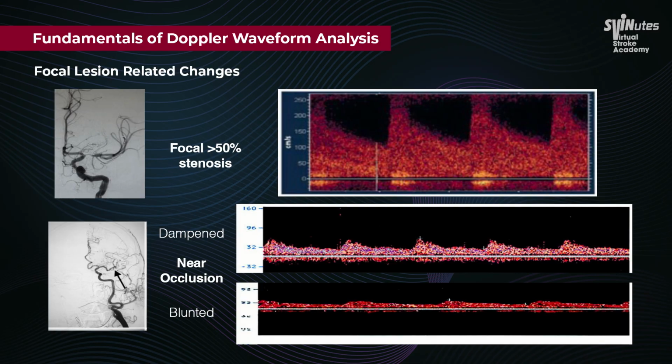Next is the example of critical greater than 80% stenosis or subtotal occlusion, where you see a dampened or blunted waveform. This being on the other end of the Spencer's curve, the velocities are lower in this scenario, and the waveform has a parvus tardus appearance, where there is delay in systolic acceleration and the velocities are lower compared to the contralateral side.